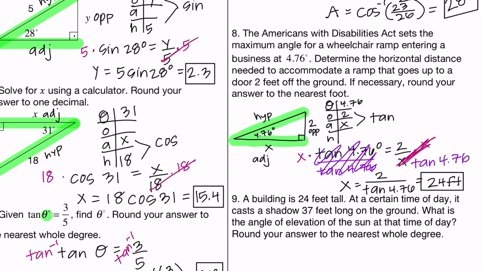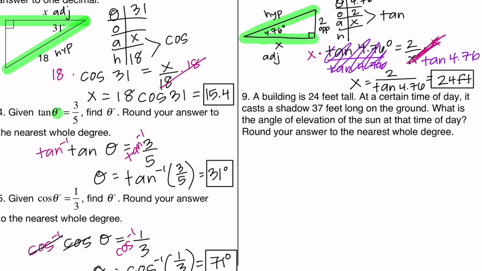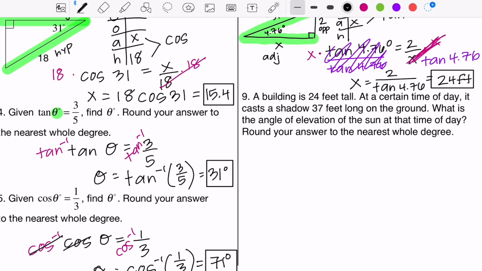Okay, and then you can see for your test, you will have one where you're solving for a side and one where you're solving for an angle. So just read the directions on rounding. This one said round to the nearest foot. Normally, if we're doing a side, we round to the nearest tenth. But for this one, it says nearest foot, so that's a whole number.